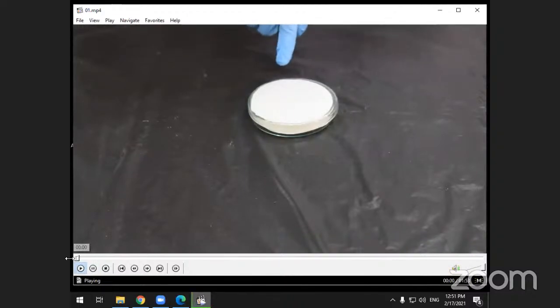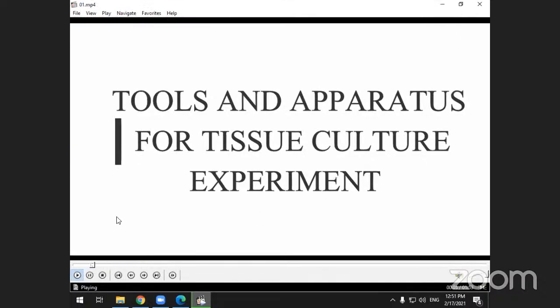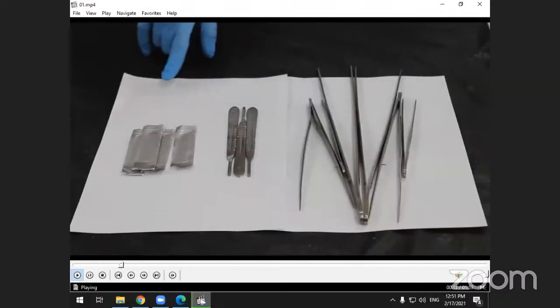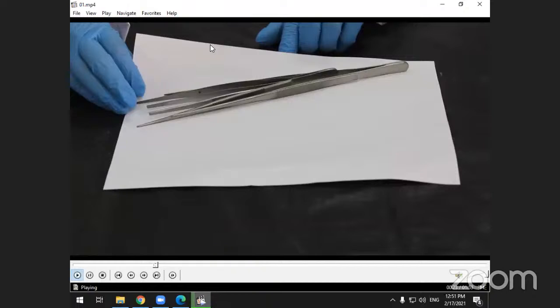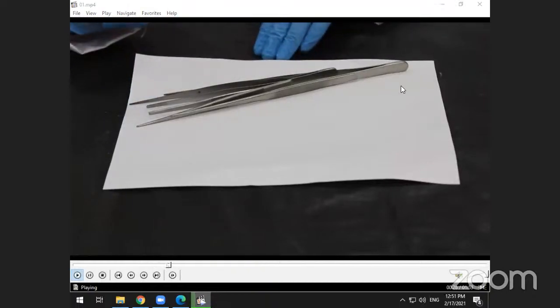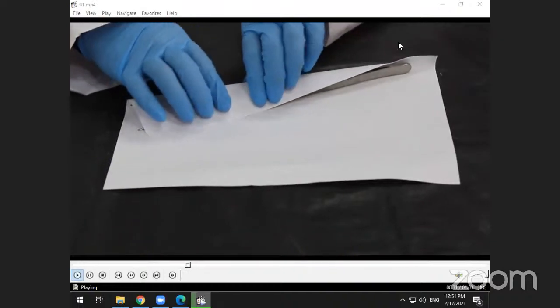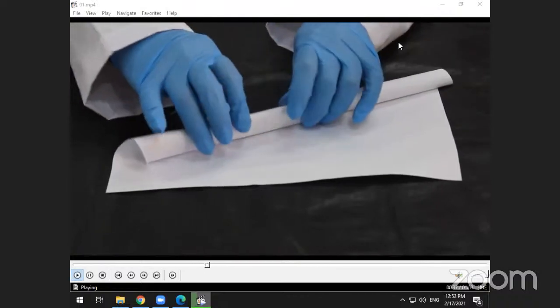with 2 filter paper, tools and apparatus for tissue culture experiment. Apparatus required for tissue culture are forceps, scalpel, and blades, Petri plates with 2 filter paper. All the apparatus should be in spotlessly clean condition. Wrap scalpel, forceps, and blades in paper, brown paper, or newspaper.